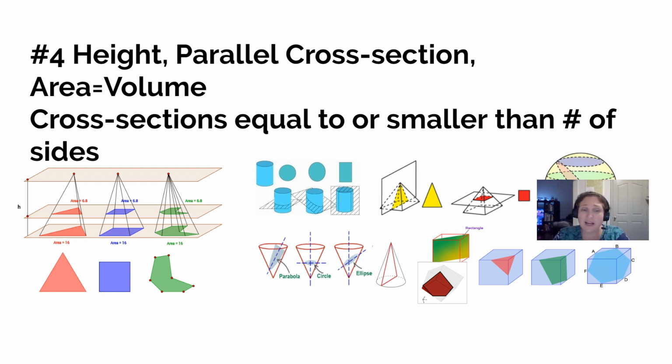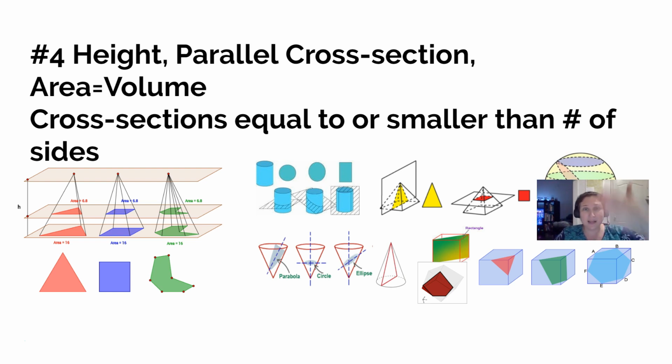Don't forget other cross sections. A cylinder can have a circle, an oval, or it can have an up and down, vertical rectangle. A cone can have a triangle going vertical, up and down, or a circle going across. A pyramid has a triangle going down, a square, a rectangle going across, and technically a trapezoid going at an angle. A sphere is a circle.